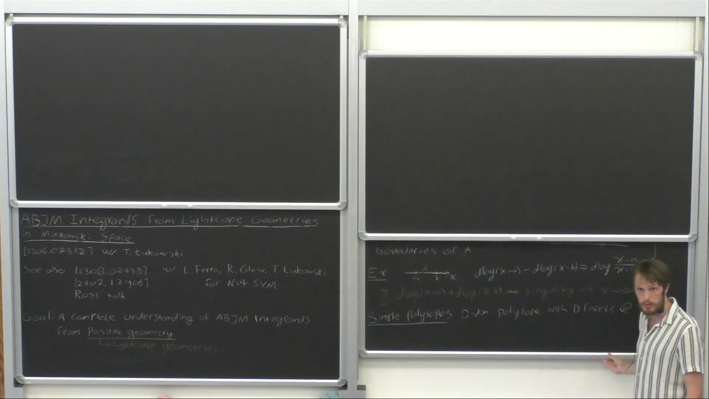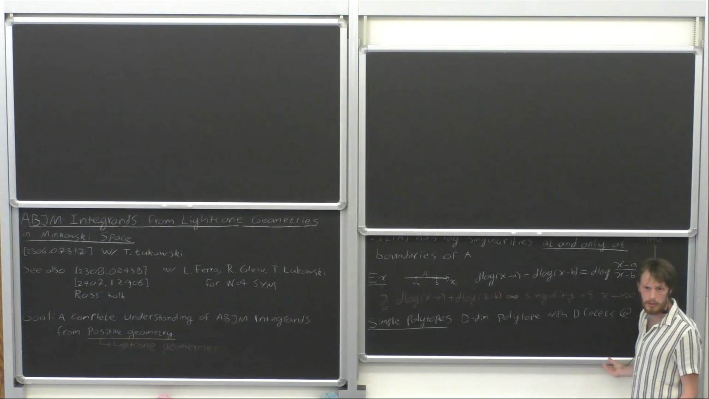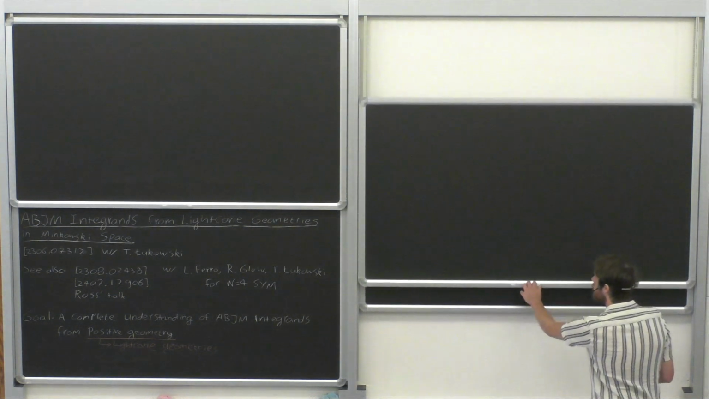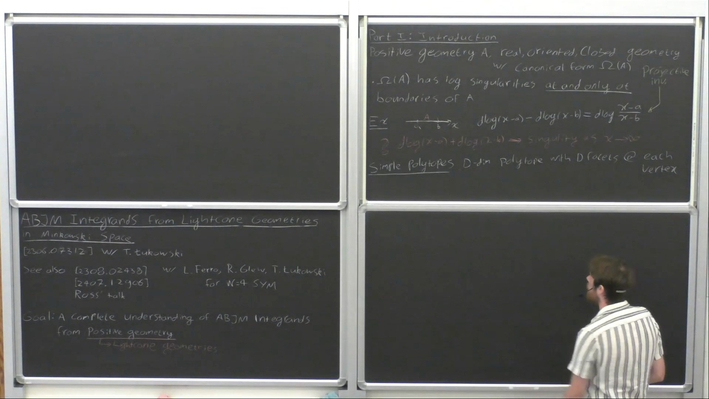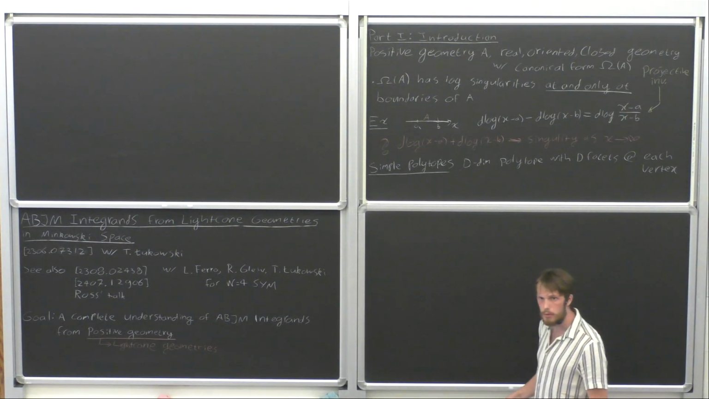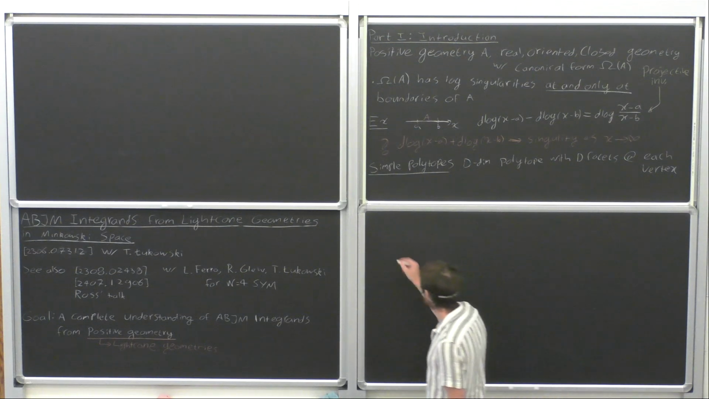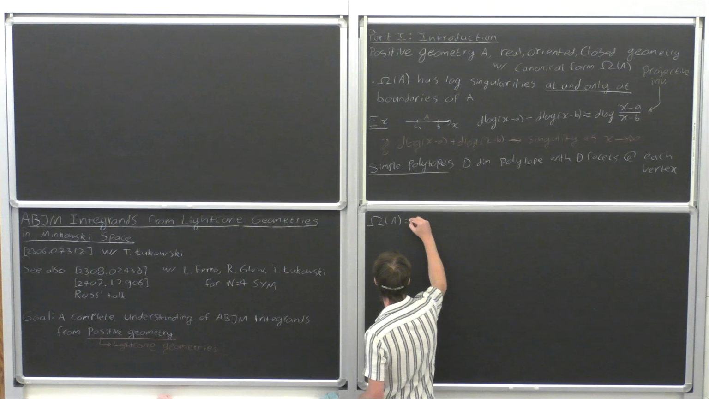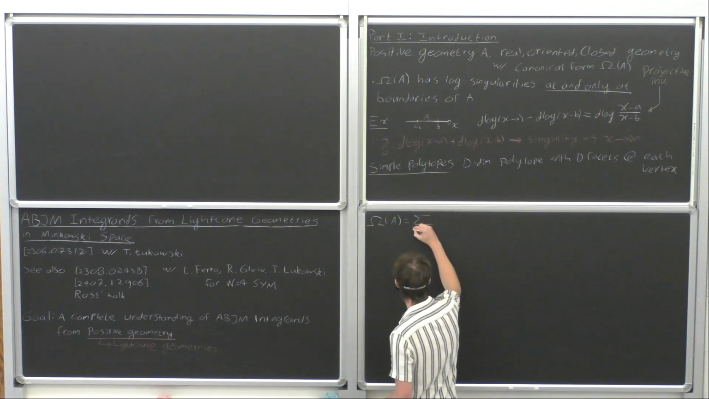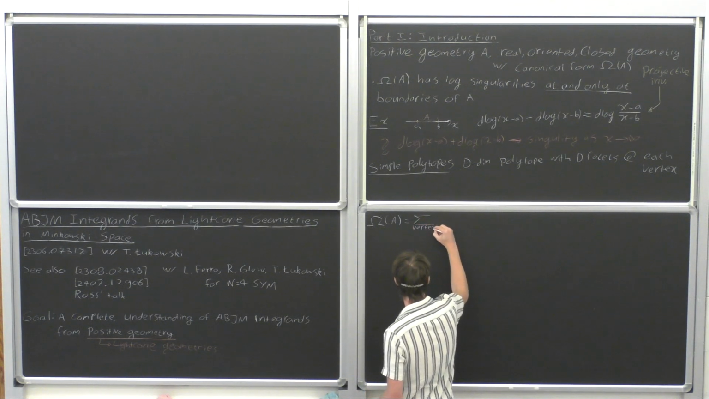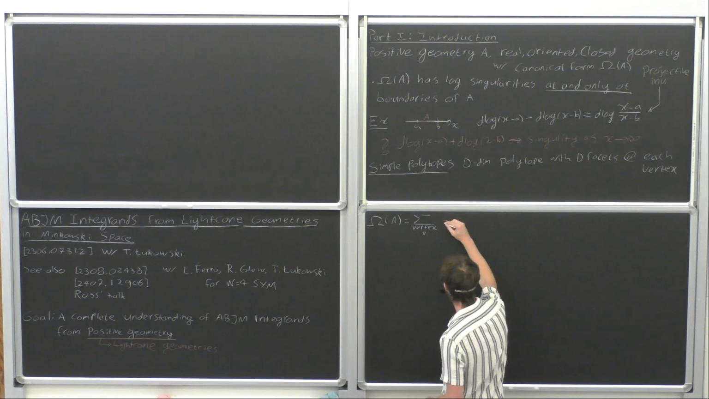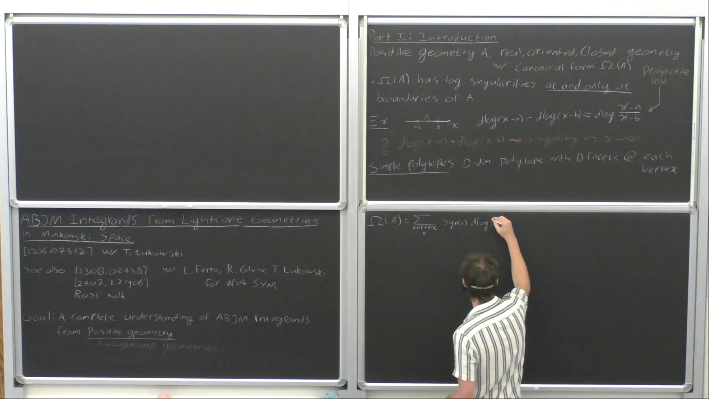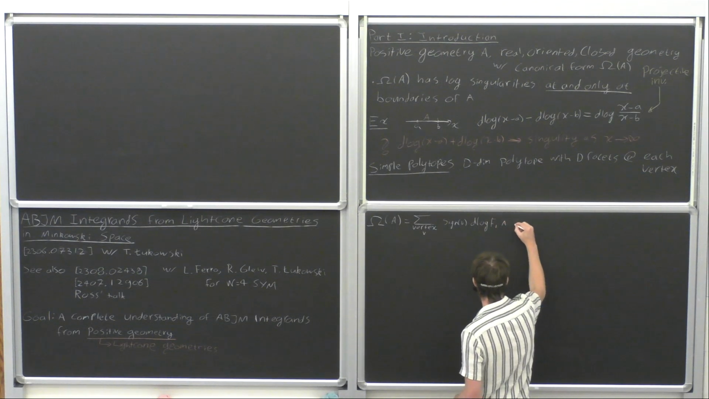So examples of three-dimensional simple polytopes which we will encounter are the tetrahedron and the cube, for example. And these simple polytopes allow for a very simple writing of their canonical form. Namely, for a simple polytope, the canonical form can be written as a sum over vertices, with some sign, and then we have the d log of all the facets at this vertex.